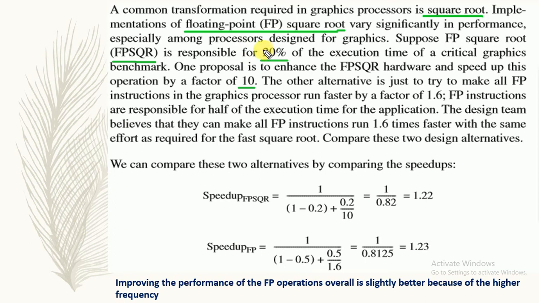So when we get all the values, we can write them down. Fraction enhanced is 0.2. Now, what is the speed up?